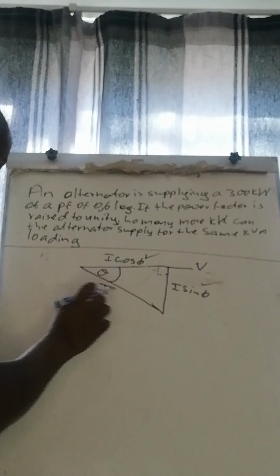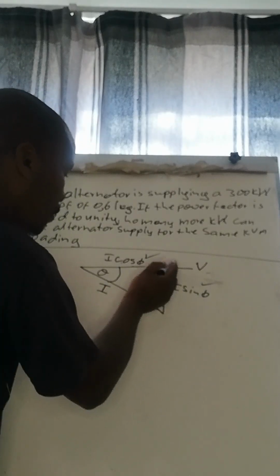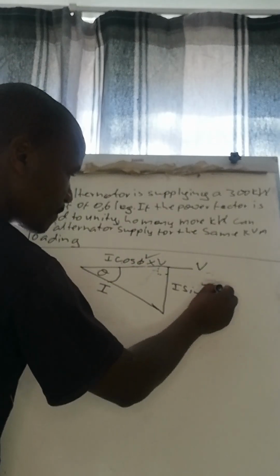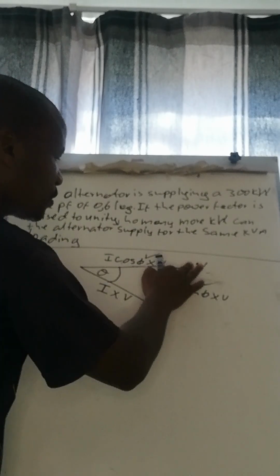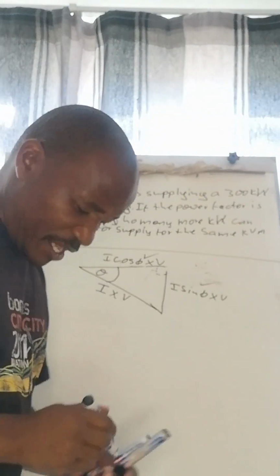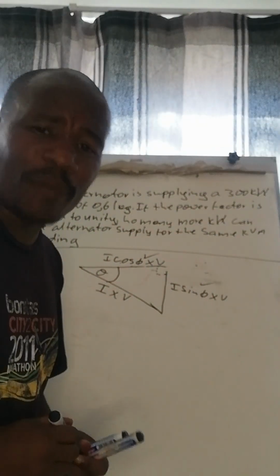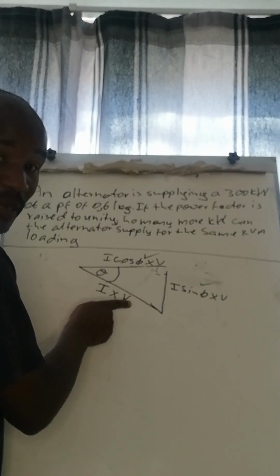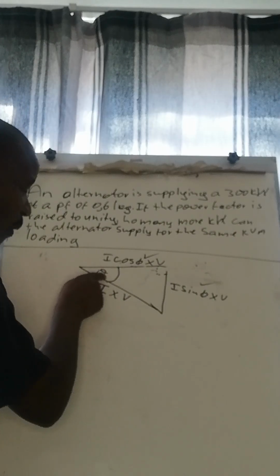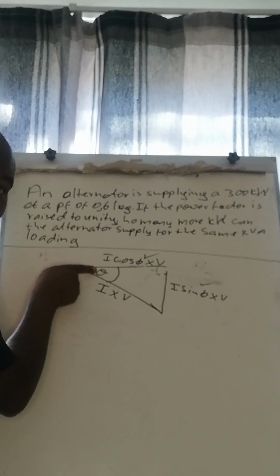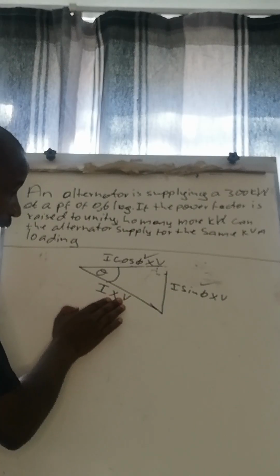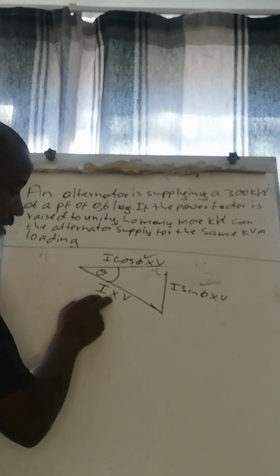Now, this is very important. If you multiply all sides of this triangle by V, you now start to get what is called a power triangle. A power triangle. Before you multiply, the power factor is the cosine of this angle, and it is found between voltage and current. If you multiply, this becomes power, this becomes apparent power.